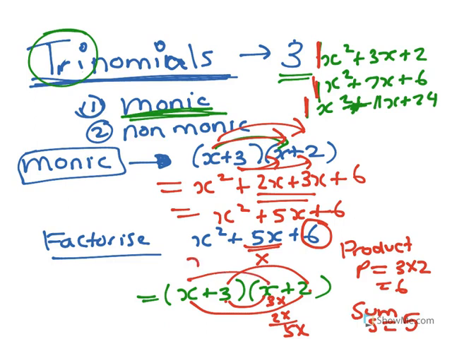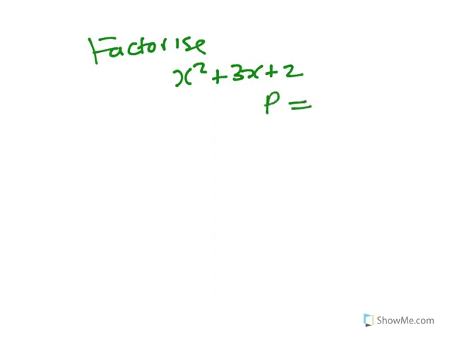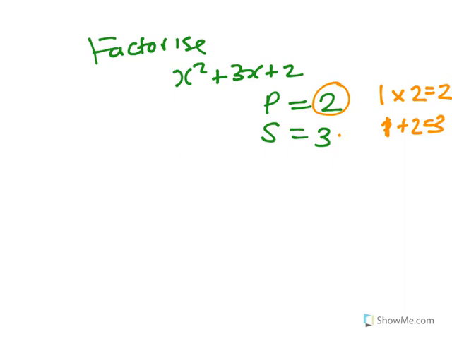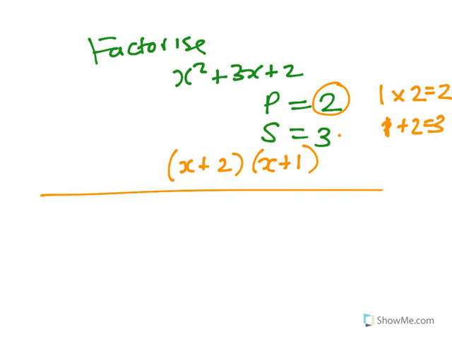So x times x, that's your x squared, that's where that comes from. So when we're going backwards, what we're actually doing is looking for two numbers that multiply to give the last number. So for x squared plus 3x plus 2, we want two numbers that multiply to give 2 and add to give 3. If you look at the number 2, you can go, well, 1 times 2 is 2, and 1 plus 2 is equal to 3. So when you factorise that, that would be x plus 2, x plus 1.